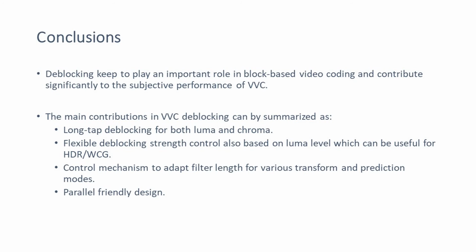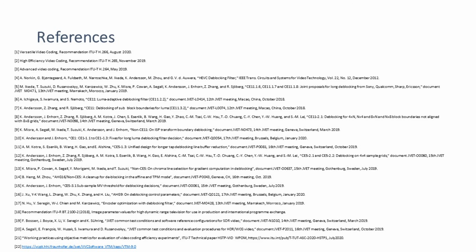So, conclusions. Deblocking continues to play an important role in block-based video coding and contributes significantly to the subjective performance of VVC. The main contributions in VVC deblocking can be summarized as long tap deblocking for both luma and chroma, flexible deblocking strength control also based on luma level, which can be useful for HDR and wide color gamut. Control mechanism to adapt filter length for various transform and prediction modes. Parallel-friendly design. In the paper you can find more details of VVC deblocking.